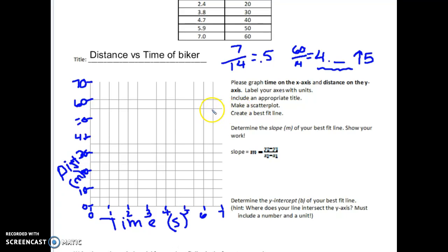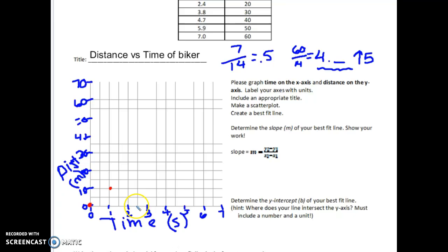Now you're ready to make your scatter plot. So you're going to plot your points. I'll change colors here so it's a little bit more evident as to what I'm doing. My first data point is 0, 0. So I've got that. My next data point is time 1.1 and distance 10. So I'm going to go over 1.1. So it's just going to be just after the 1 and up to 10.